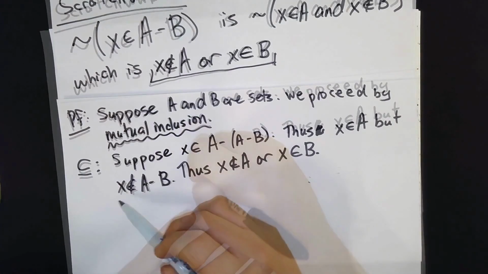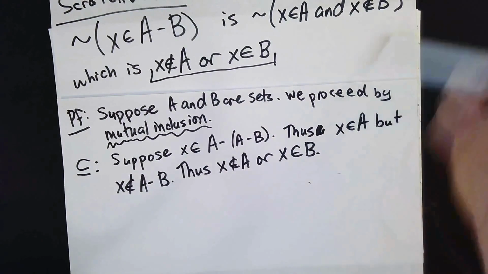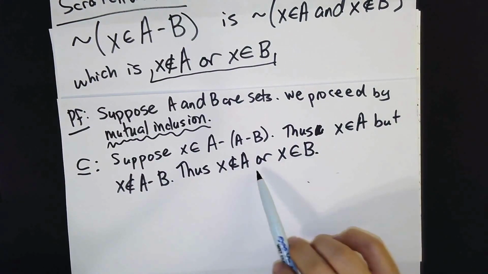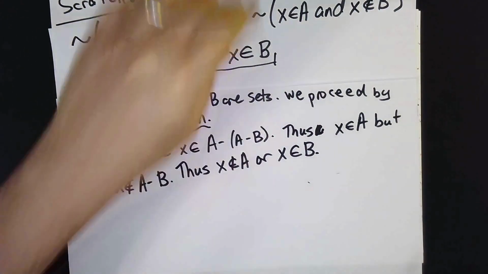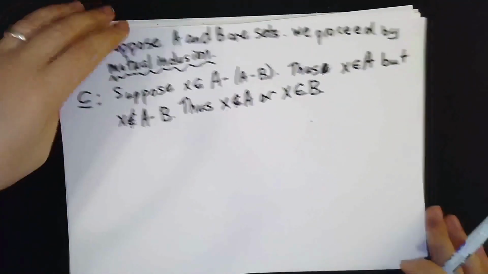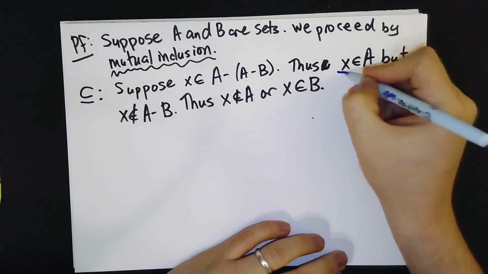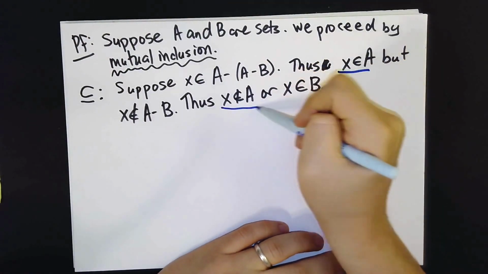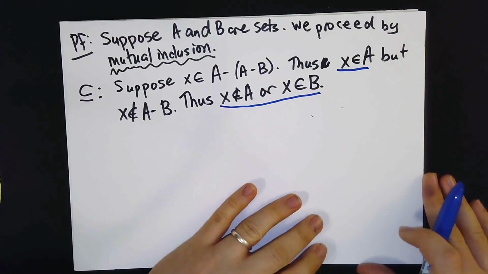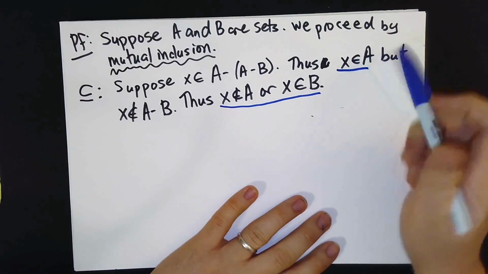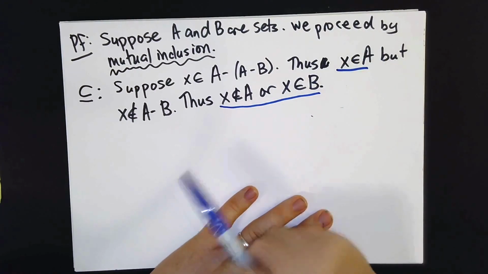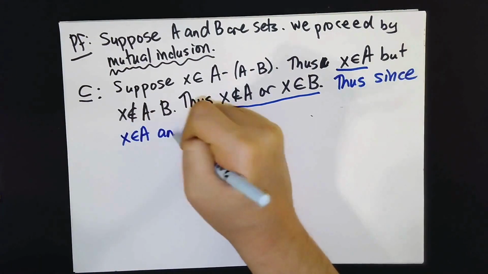So since x is not an element of A minus B, by what we did above, that shows me x is not an element of A or x is an element of B. But I can make a note. Namely, and this should look familiar, x is an element of A, but x is not an element of A or x is an element of B. Well, x is not an element of A, because it is an element of A. So x is an element of B.